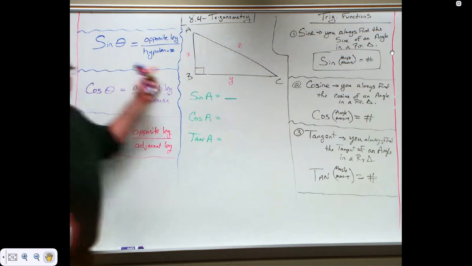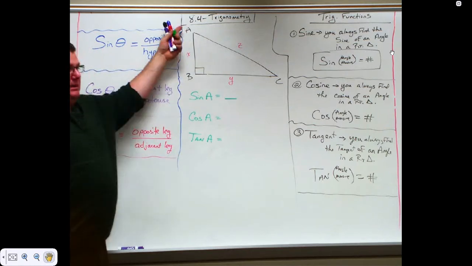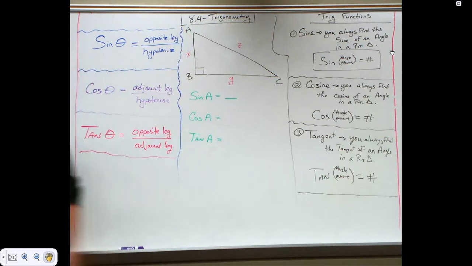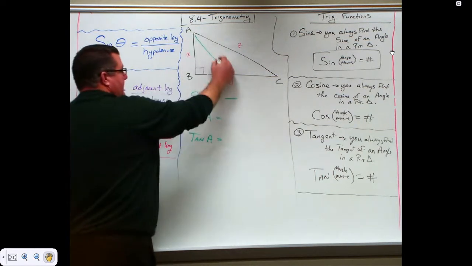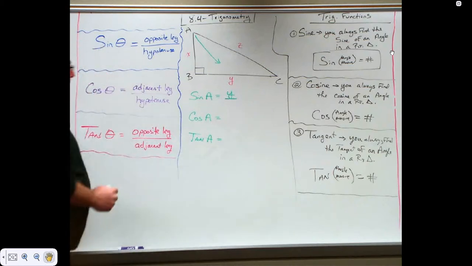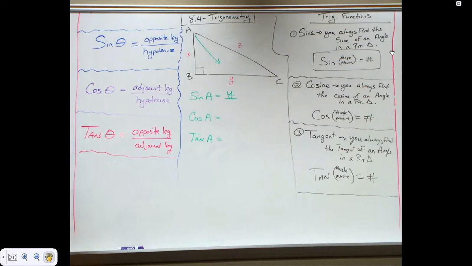Well, let's look up here. A is basically a location, right? You can say this is like a vertex. What side is opposite of A up here? Y. All of you can answer that question, can't you? So you see what I mean, the concept of what you're doing is really pretty simple. You're exactly right. Opposite A is what? Y. So sine of A would be Y over Z.